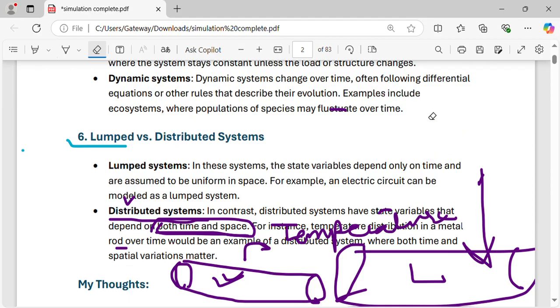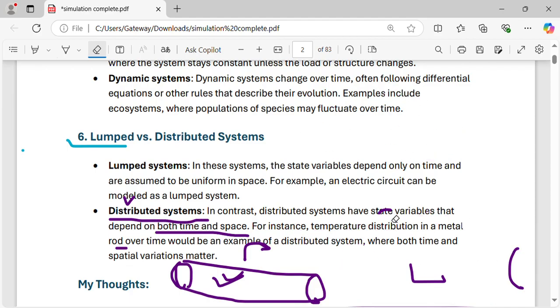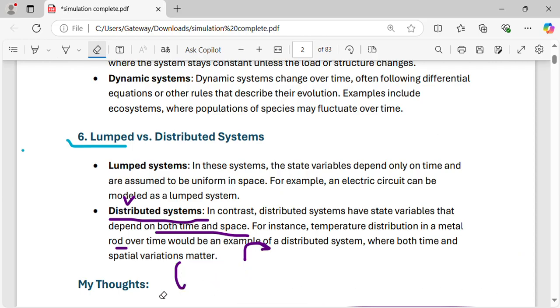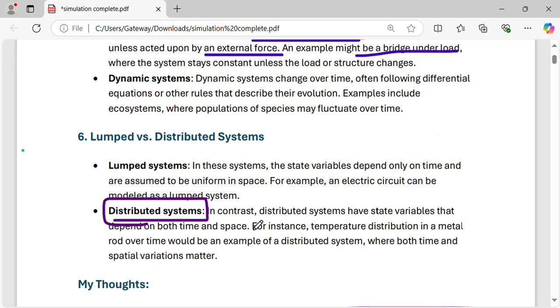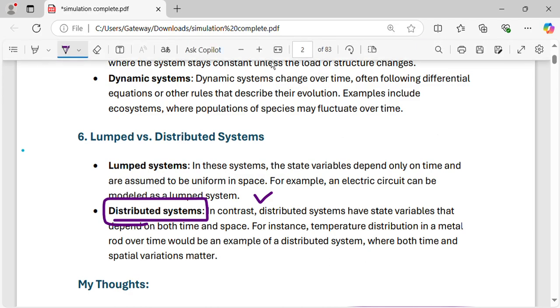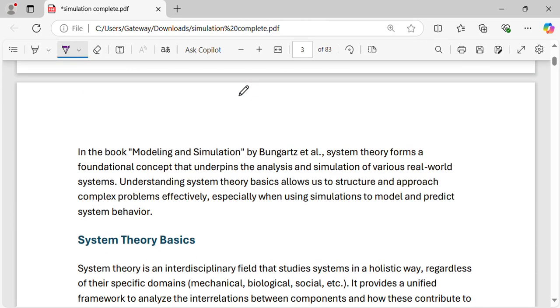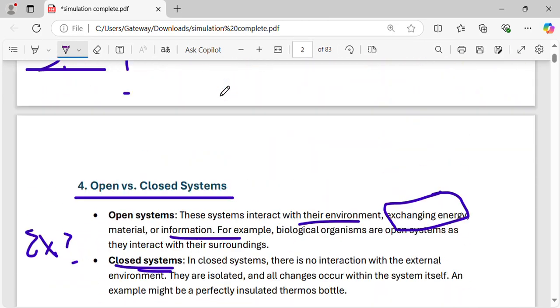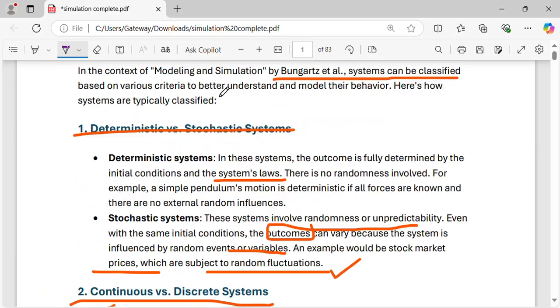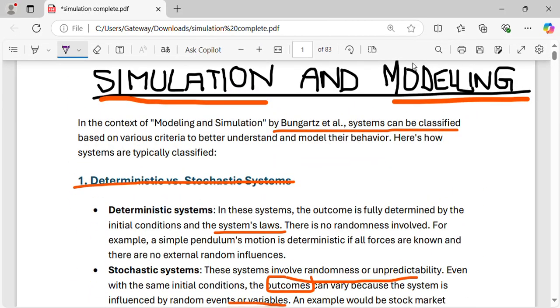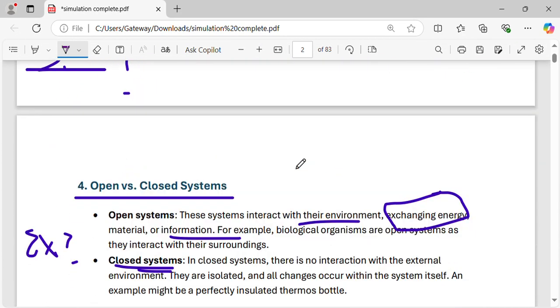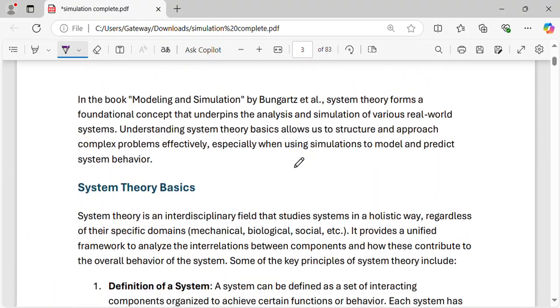So this was lumped, where we only talked about time, and we have a uniform space like in an electric circuit. We don't have spatial variation that matters, and in distributed systems we do have both time and space. So these were the classifications of the systems. We have studied 8 types, and in the next lesson we are going to study system theory.